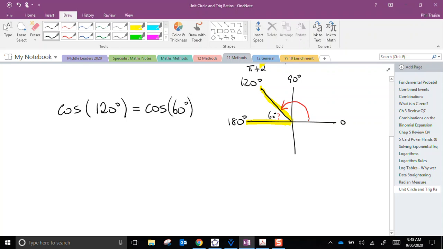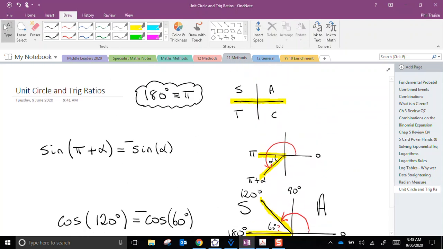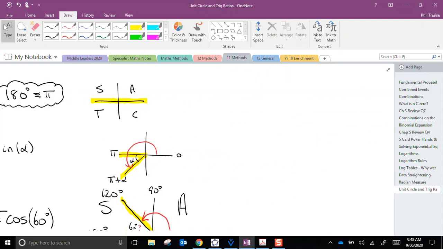Now I decide if it's positive or negative. Remember our little rule, all stations to central. The sine is positive over in this quadrant, that means cosine is negative. So the cosine of 120 will equal negative cosine of 60. Now I need to remember my two special triangles. I said you just need to remember those. Sorry, I lied. I didn't lie, I forgot. I forgot that we need two special triangles.